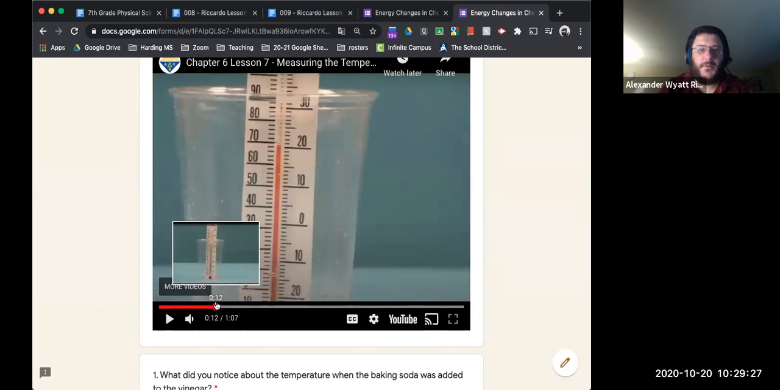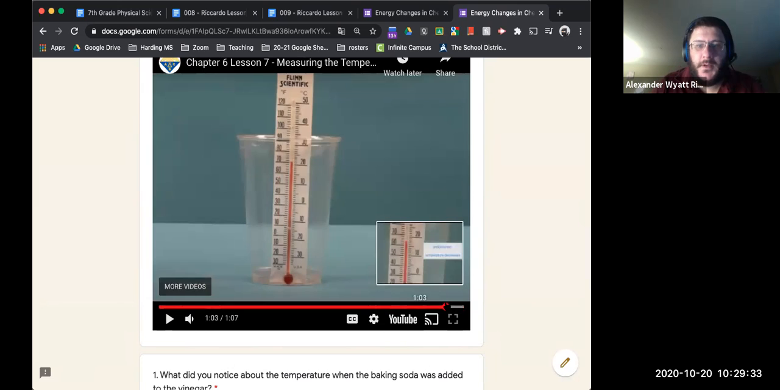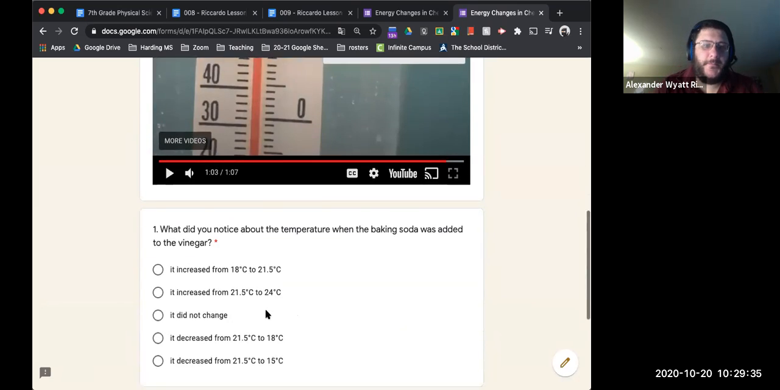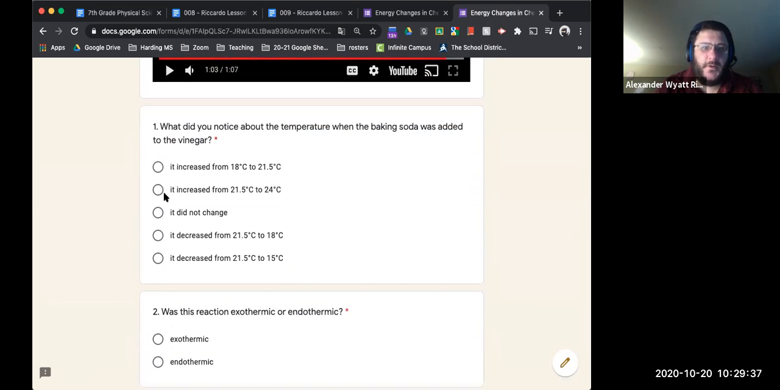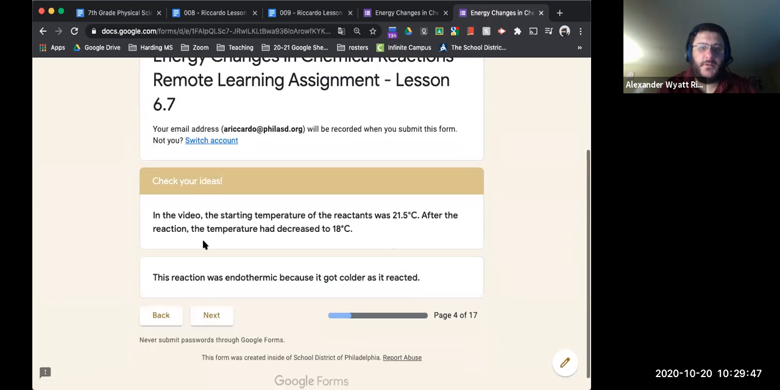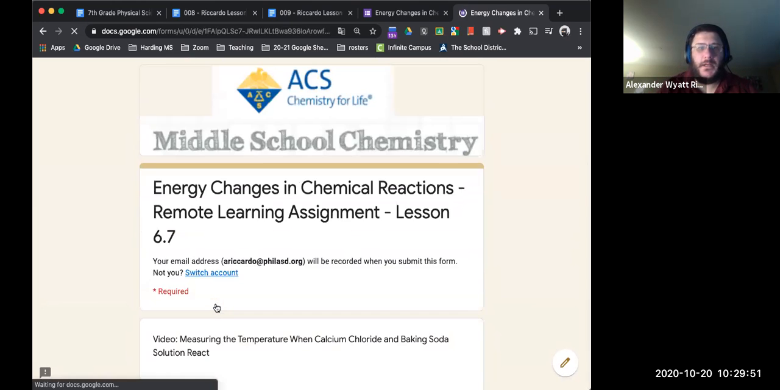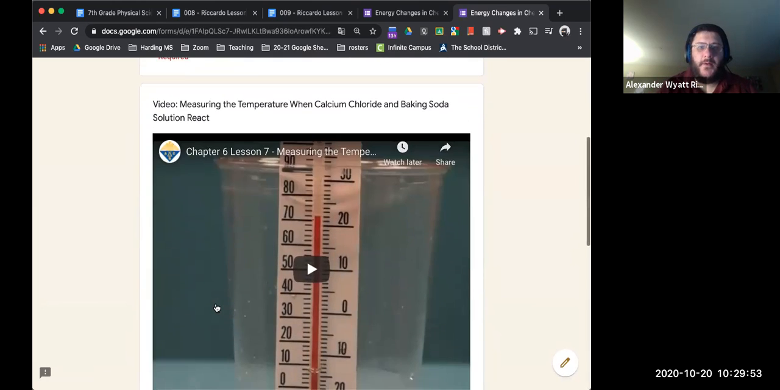All right, let's see. Starts at 21 and ended at 18. All right. So it decreased from 21 to 18. Was this endothermic or exothermic? This is endothermic, right? So it went from 21 to 18 and it was endothermic. Got it. All right. And now we're going to do the opposite.